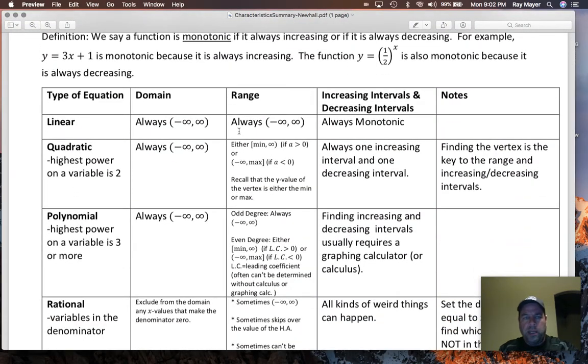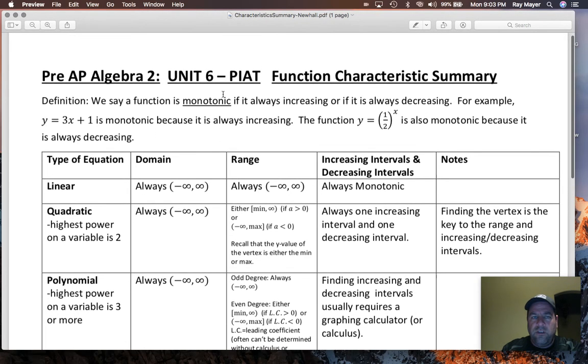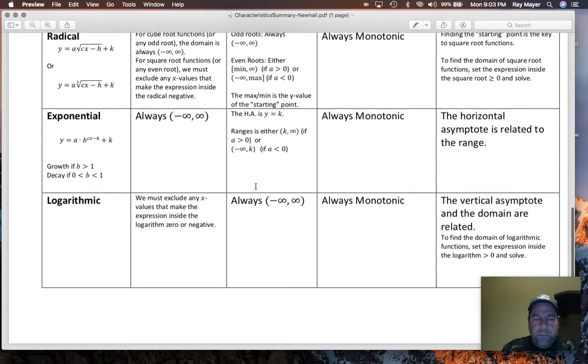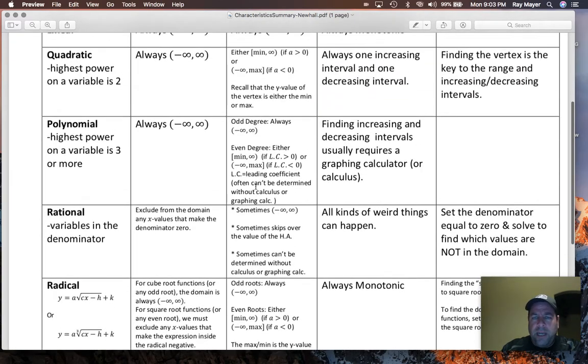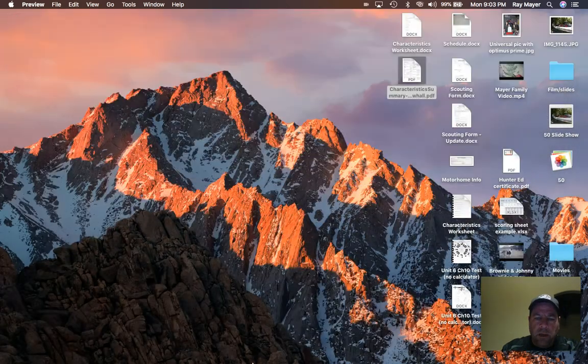Linear, quadratic, and it talks about the domain and the range here. Domain and range, where it's increasing, where it's decreasing. That might help you. It may not, I don't know. We say it's monotonic if it's always increasing or decreasing. So here's some definitions up top. Anyway, here's some notes for you that hopefully might help you. You may or may not need them. It's just that one page. So again, those questions right there.